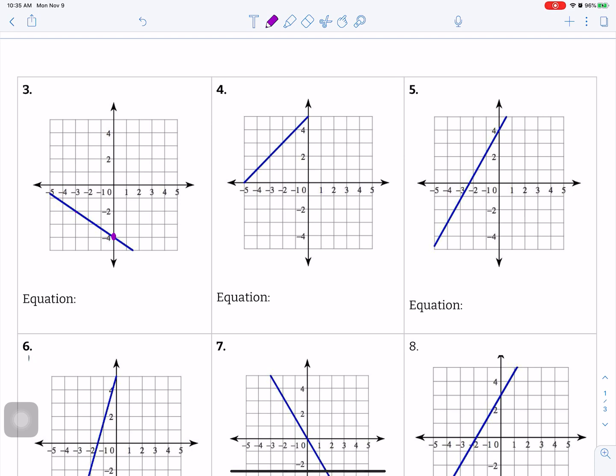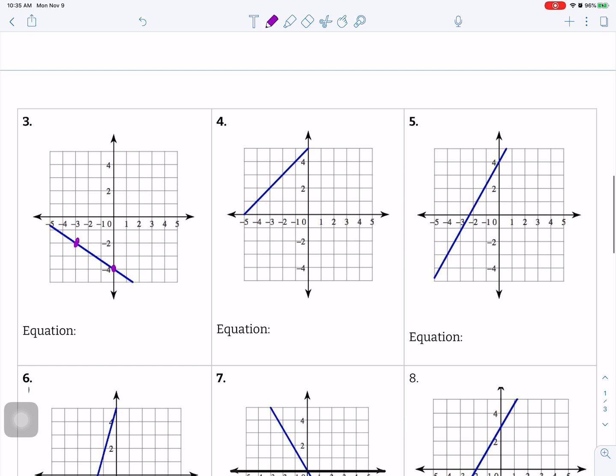And then when I'm looking back on my line, this one looks to be good, and I don't see another one that actually fits. So my equation is going to be, I'm just going to write them up here. My b is equal to negative 4. My m, I know it's negative because that line is going down. And I have to go up 2 to the right 3. And then y equals negative 2/3 x minus 4.